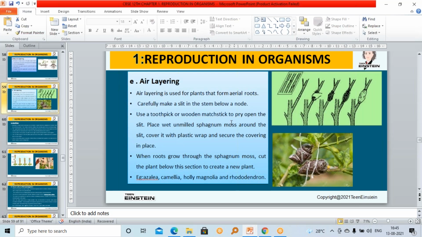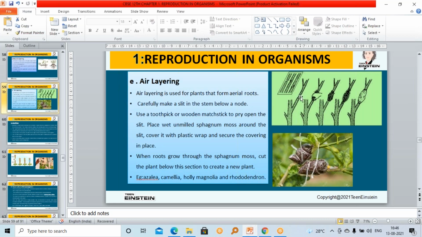So look at this picture. In the picture you can see the aerial shoot of plants, we can do this. First what we need to do, we need to make a slit on the stem below the node. We are going to make a slit on the stem. And that we need to do very carefully.